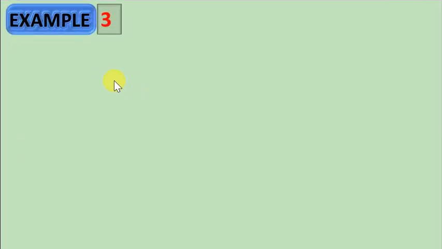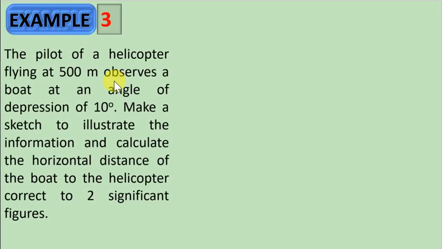So we now move to example number 3. The question reads: the pilot of a helicopter flying at 500 meters observes a boat at an angle of depression of 10 degrees. Make a sketch to illustrate the information and calculate the horizontal distance of the boat to the helicopter, correct to two significant figures. Once again, we must sketch.